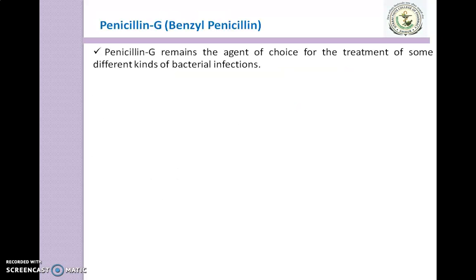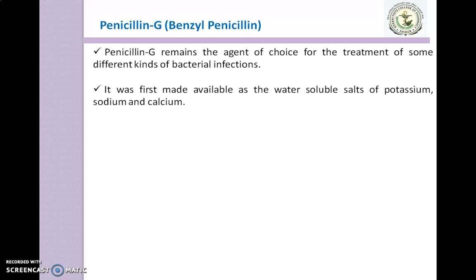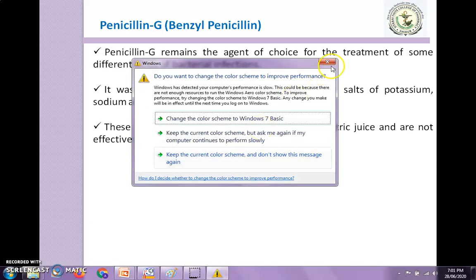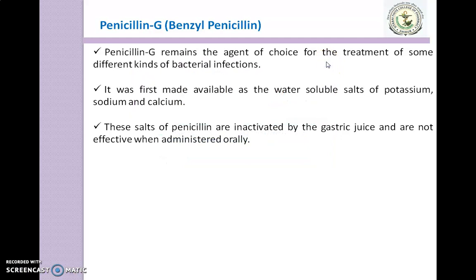Penicillin G remains the agent of choice for the treatment of some different kinds of bacterial infections. It was first made available as the water-soluble salts of potassium, sodium and calcium. These salts of penicillin are inactivated by the gastric juice and are not effective when administered orally.